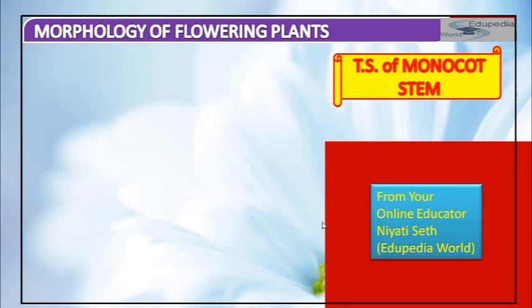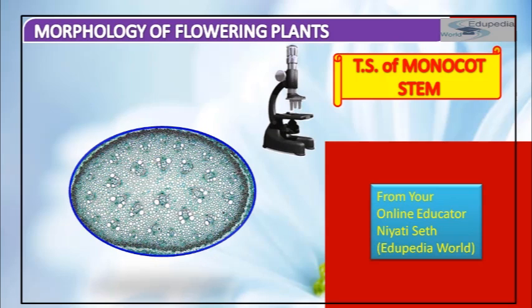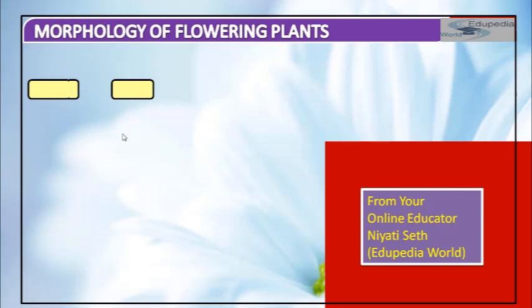As I told you, for a better understanding of tissue organization of root, stem or leaves, it is convenient to study the transverse section of the mature zones of these organs. So here we are going to study the monocot stem in the transverse section. We will observe it under the microscope. So this is the transverse section of the monocot stem. See, the transverse section passing through the stem of monocot reveals the following details.